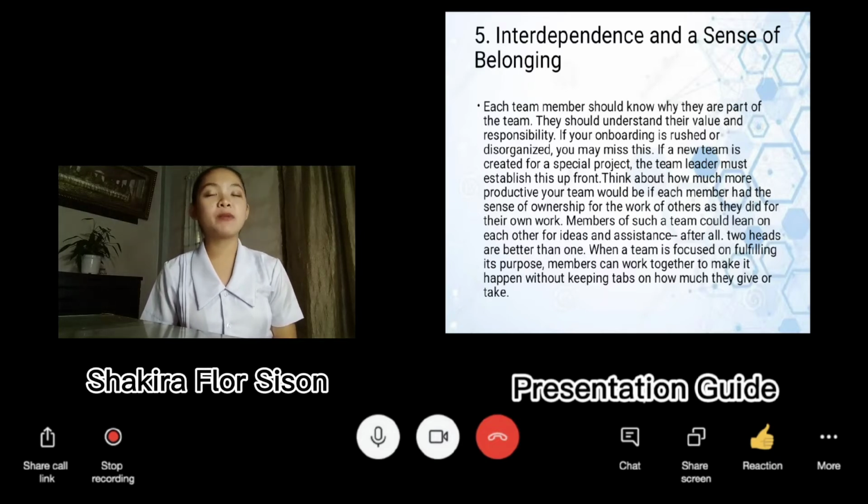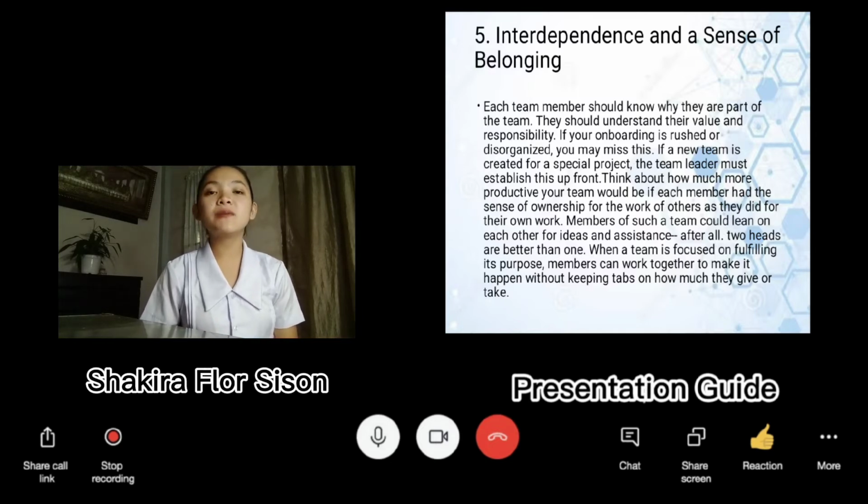The fifth one is interdependence and sense of belonging. Each team member should know why they are part of the team. They should understand their value and responsibility. If your onboarding is rushed or disorganized, you may miss this. If a new team is created for a special project, the team leader must establish this up front.